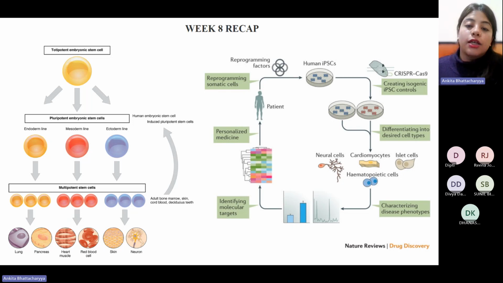First you see here is a patient. From that patient, their adult cells are taken and reprogrammed using reprogramming factors, otherwise known as Yamanaka factors, which are OCT4, SOX2, KLF4, and MYC. These four are utilized to convert them into induced pluripotent stem cells.